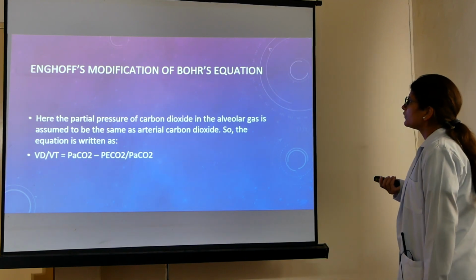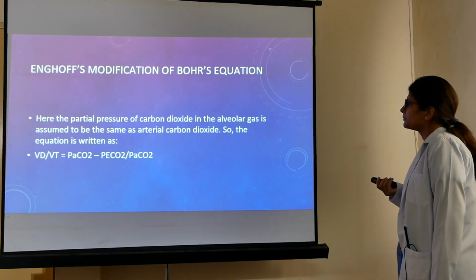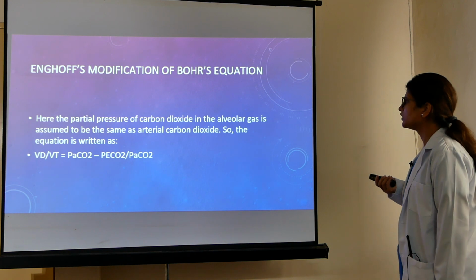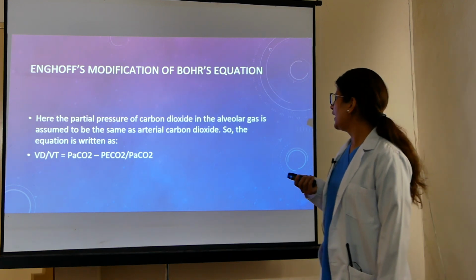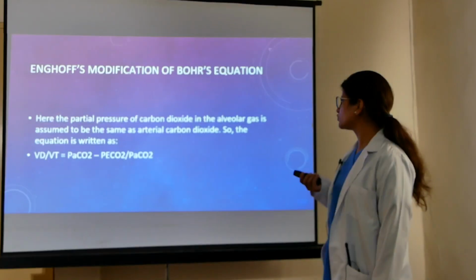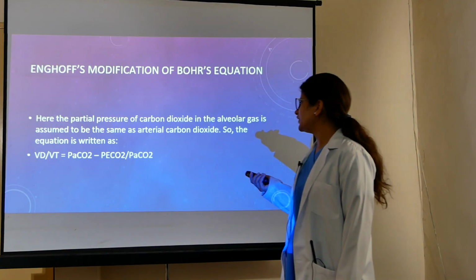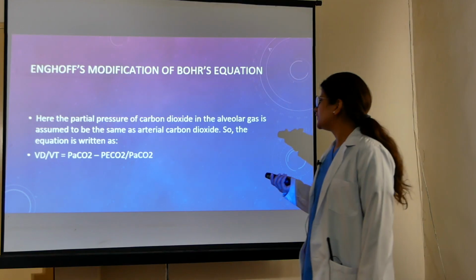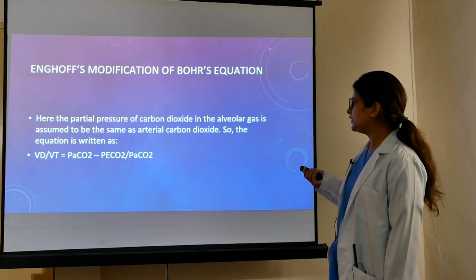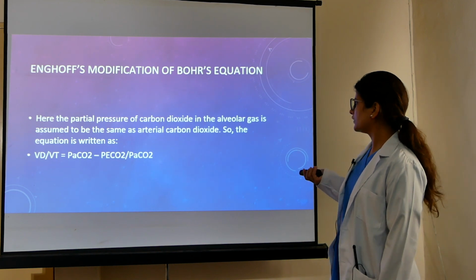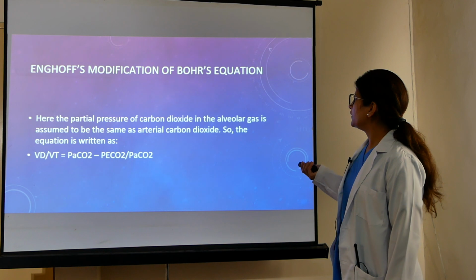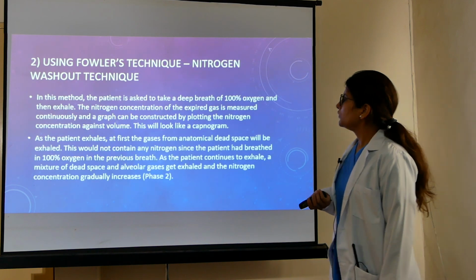There is another, Enghoff's modification of Bohr's equation. Here the partial pressure of carbon dioxide in the alveolar gas is assumed to be the same as the arterial carbon dioxide. So the equation is written as VD/VT equals PaCO2 minus PeCO2 upon PaCO2, where Pa is carbon dioxide in the arterial gas and Pe is the carbon dioxide in the expired air.